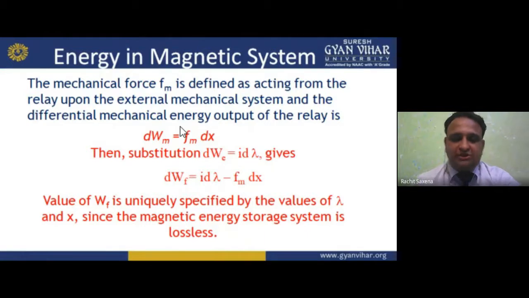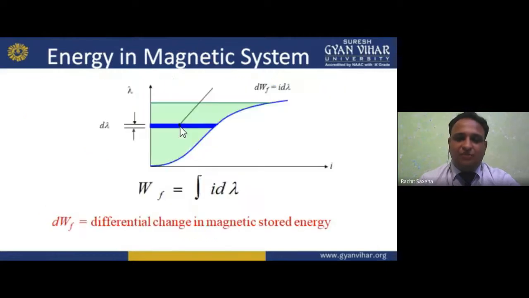Just go through it. Try to understand this thing: energy stored in a magnetic system. Now moving forward is energy in a magnetic system. It looks like this. That is d lambda, shown like this, and this is the line showing the energy we have. I hope you understand.